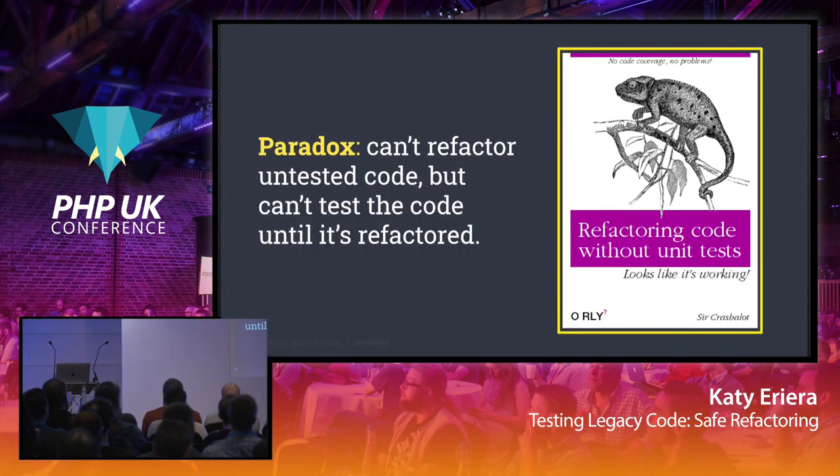But there's a slight paradox when it comes to unit testing and legacy code, in that you can't write the tests for your code because it's legacy and it's untested and it's horrible and it's really difficult and you need to refactor it. But you can't refactor it either until it's tested because things could go wrong. It would be horrible.